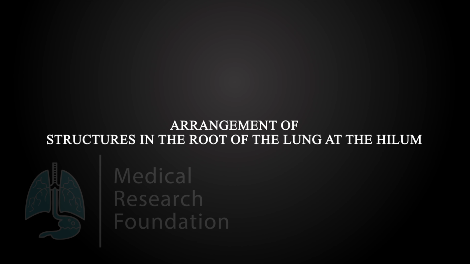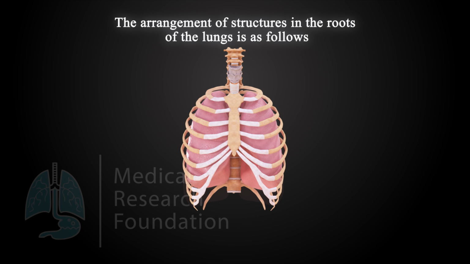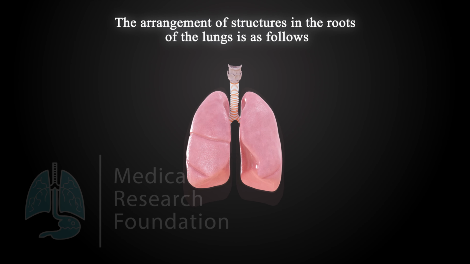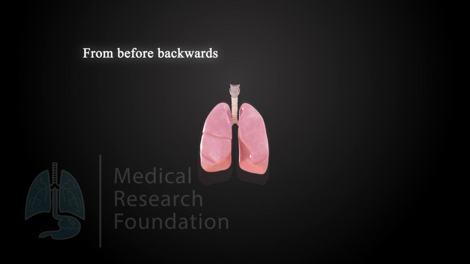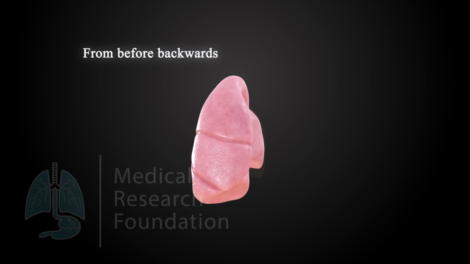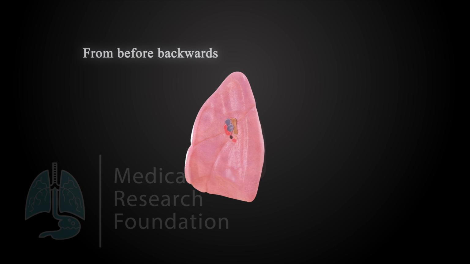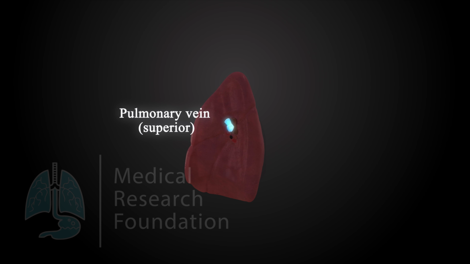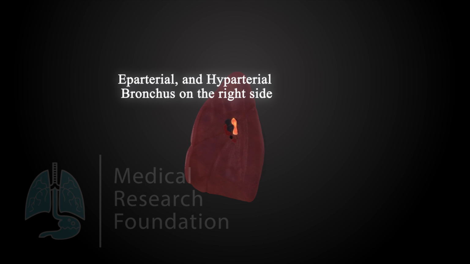Arrangement of structures in the root of the lung at the hilum. The arrangement of structures in the roots of the lungs is as follows. From before backwards, it is more or less similar on 2 sides. Superior pulmonary vein, pulmonary artery, bronchus: left principal bronchus on the left side, and eparterial and hyparterial bronchus on the right side.